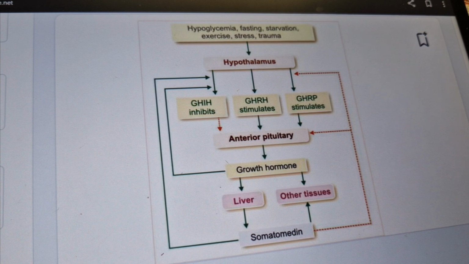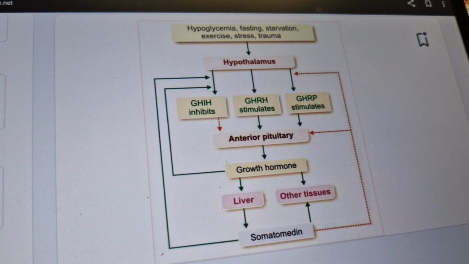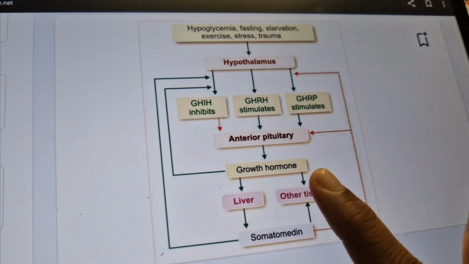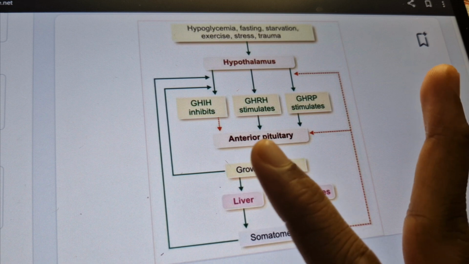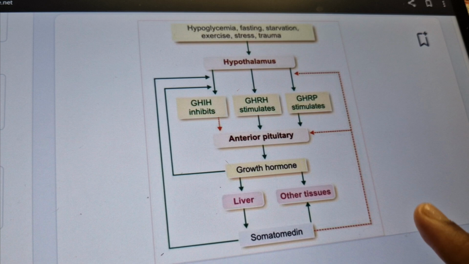And in trauma, all these conditions stimulate the hypothalamus to secrete growth hormone releasing hormone, which goes and stimulates the anterior pituitary to secrete growth hormone. Again, it acts on the liver and other tissues. The liver also secretes somatomedin, which helps in the utilization of the growth hormone. And growth hormone releasing peptide stimulates the anterior pituitary again to release growth hormone. The growth hormone inhibitory hormone will inhibit the secretion; the dotted lines indicate inhibition, and the straight dark lines indicate stimulation. This growth hormone inhibiting hormone inhibits the anterior pituitary from secreting growth hormone.